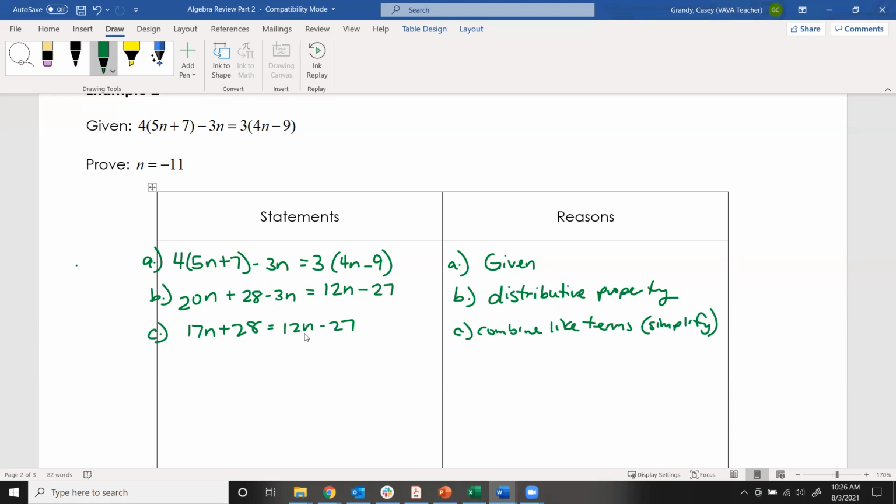Now I want to get that 12n over to this side and this 28 over to the right side. Let's start by moving that 12n. I'm going to subtract 12n from both sides. I'm not going to write that little step here just because I don't want my proof to look messy, but I'm just going to go ahead and know that I'm subtracting 12n from both sides. 17n minus 12n is 5n. 12n minus 12n is 0. So I'm left with negative 27. So my justification or my reason is the subtraction property of equality, since it's an equal sign.